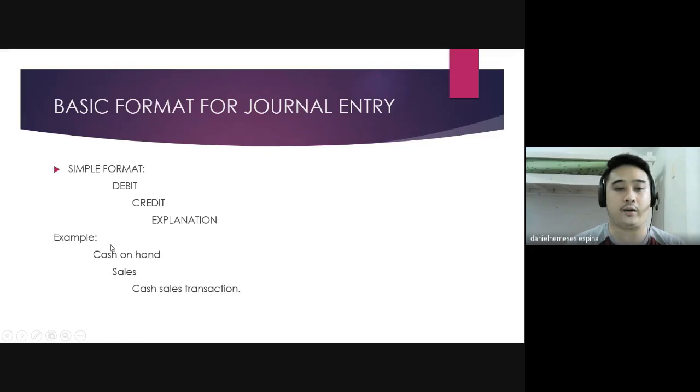And then for the explanation, you have cash sales transactions. Others would like to write "to record cash sales", or something like that. There's no problem if you use that, but for efficiency purposes, it's better to be brief, okay?